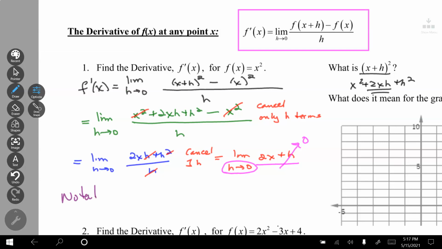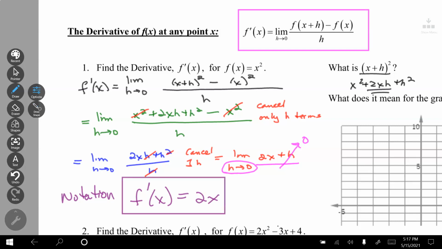Notation is going to be counted for, and you better say f prime, or f, the derivative of f of x, is equal to 2x. This is the notation I'm looking for. If you do not give me this notation, you will lose points. It is very, very important to write it this way. So the derivative of x squared is equal to 2x.